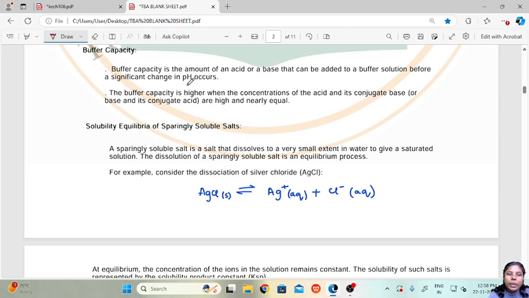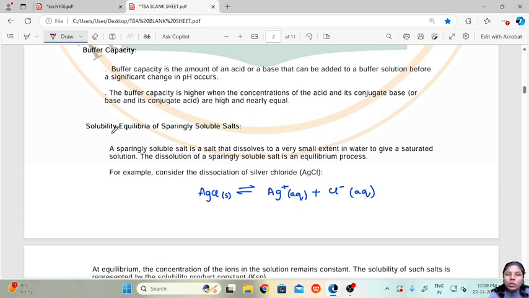The buffer capacity is higher when the concentrations of acid and its conjugate base are higher or nearly equal. So buffer capacity is going to be highest when the concentrations of the acid and the conjugate base are high, or when they are nearly equal.